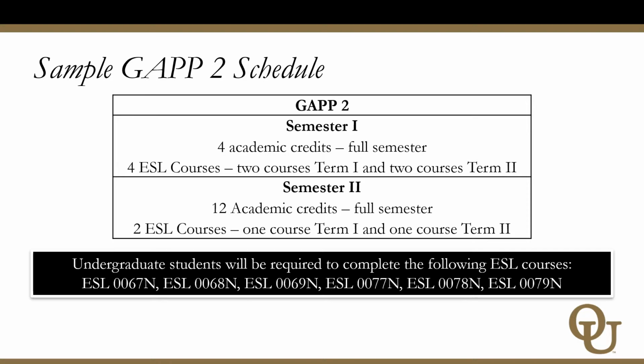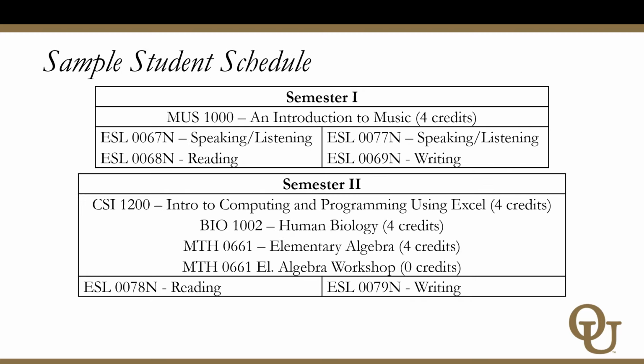They would be taking 12 academic credits for the full semester, which would also include taking 2 ESL courses, 1 course in term 1 and 1 course in term 2. So what would their example schedule look like? It would look like this.